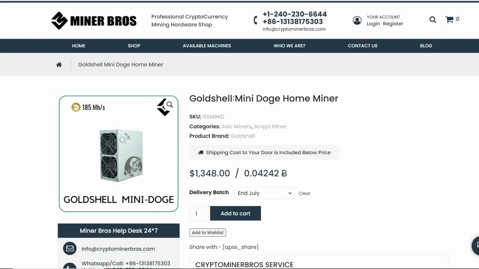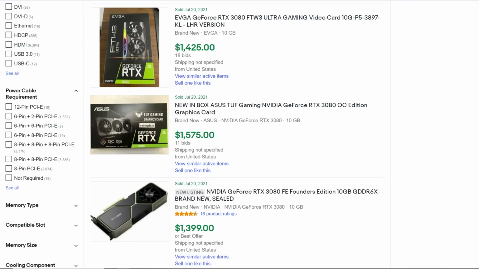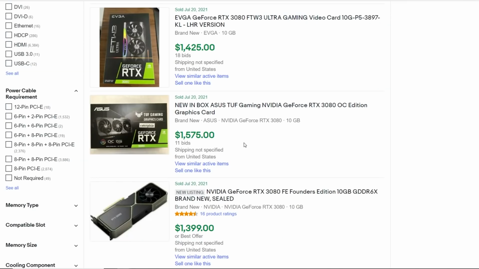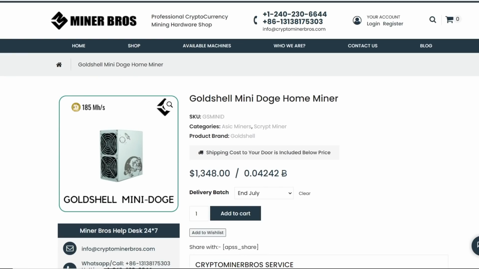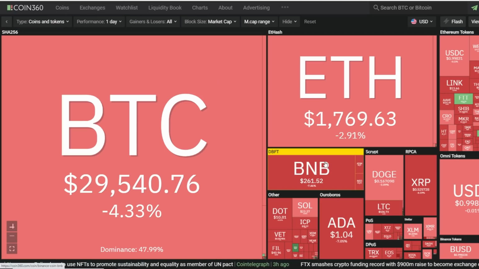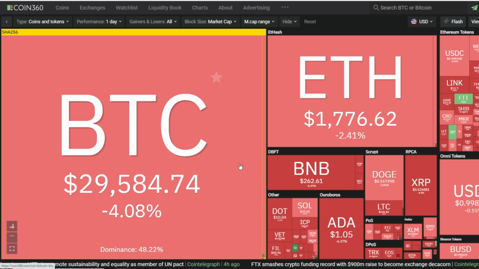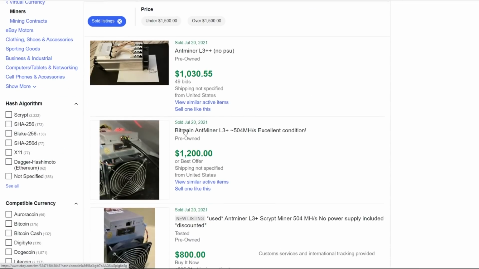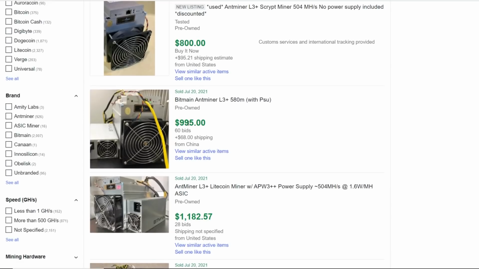All right, so comparing the Goldshell Mini Doge to a GPU, this 3080, in terms of price, it's all going to depend. But if you buy a GPU, you also have that resale factor, versus an ASIC miner. If the market decides to go much further down, as we've seen before, ASIC miners have been worth pretty much nothing. I remember L3+ being like $50, and now L3+ go for, let's just see, on eBay, over $1,000, which is just crazy, right?